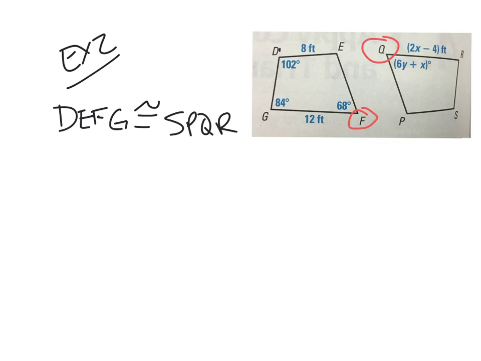If you were to take this shape and just spin it 90 degrees, then it would look the same as the other one. Once you can visualize that, then you can solve for the different variables. So for A, they want us to solve for X. So let's find X. X is right there on Q. Can I make an equation? Since I know Q is equal to F, I can say 6y plus X equals 68, right? And then I can solve.